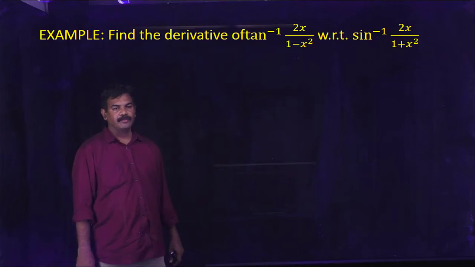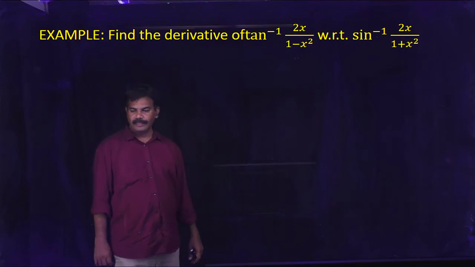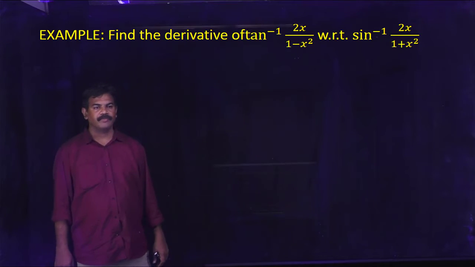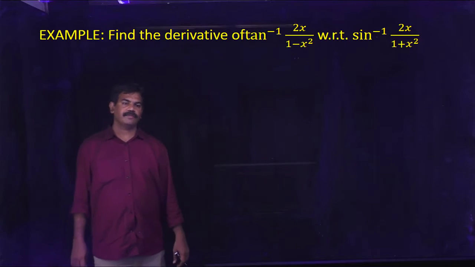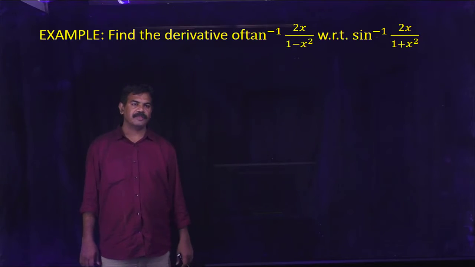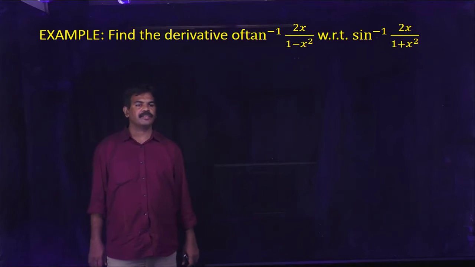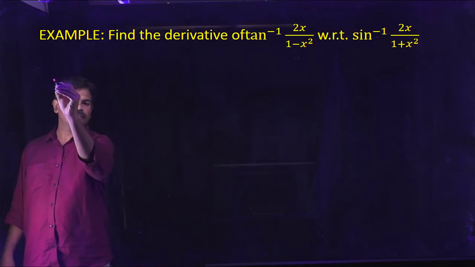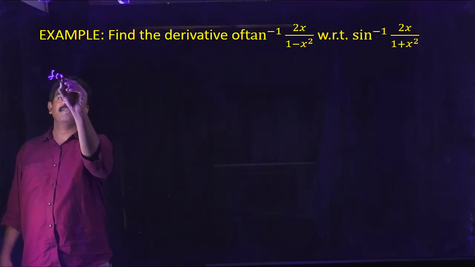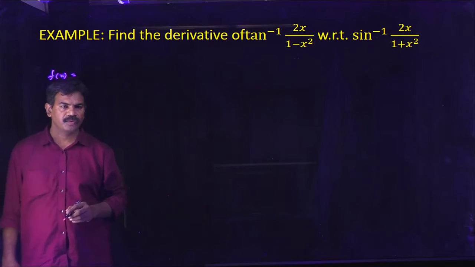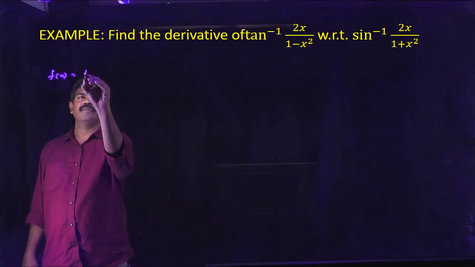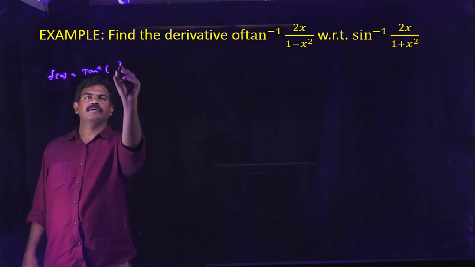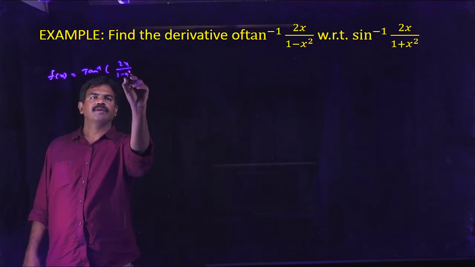Now see the example on this method, that is, find the derivative of tan inverse of 2x by 1 minus x square with respect to sin inverse of 2x by 1 plus x square. So take the first function f of x, that is, f of x is equal to tan inverse of 2x by 1 minus x square.